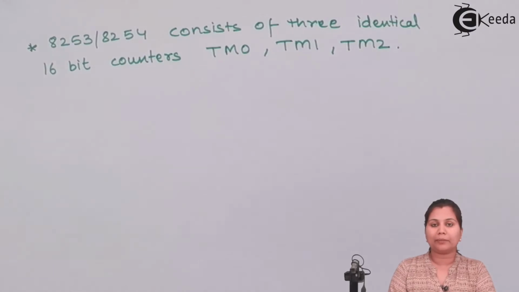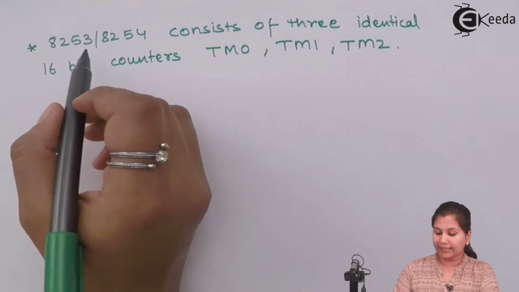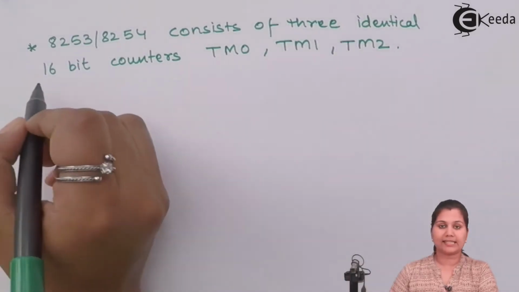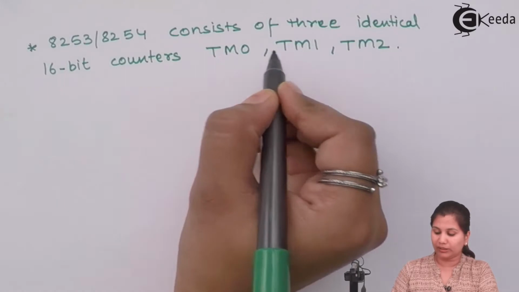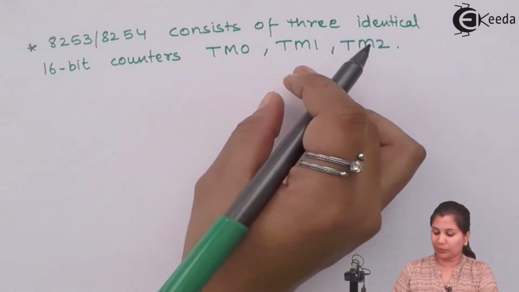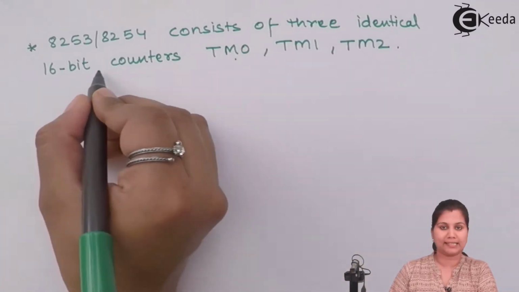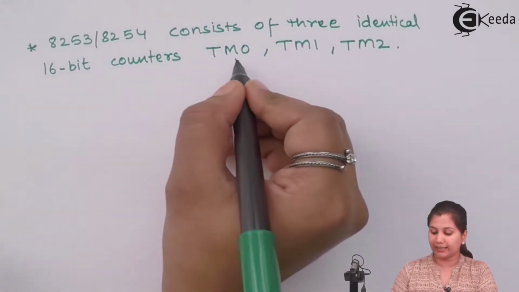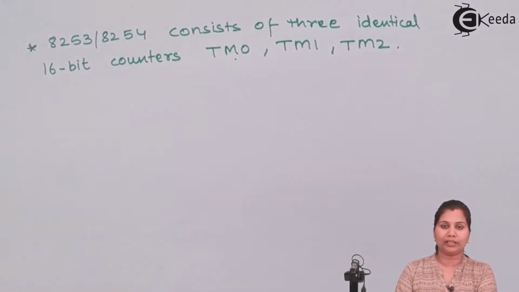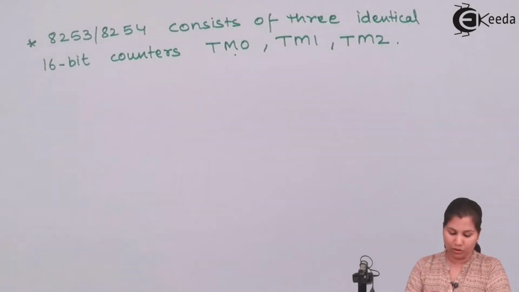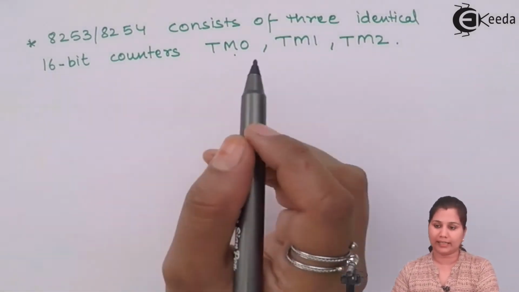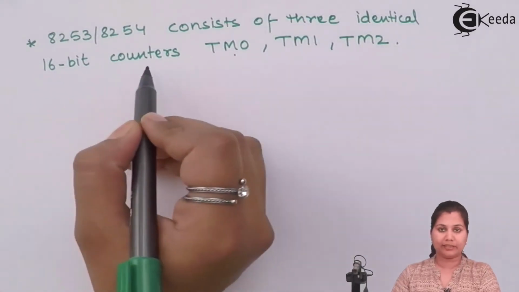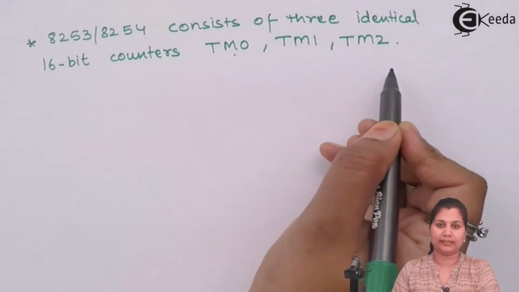So as the programmable interval timer 8253 or 8254, it is performing the timing and the counting operations, so it will need some timers. So this IC consists of three identical 16-bit counters, TM0, TM1 and TM2. These counters can be initialized by a 16-bit count, and then they are going to perform the counting operations.